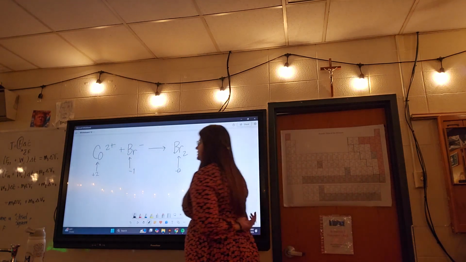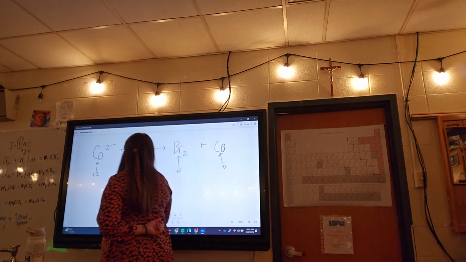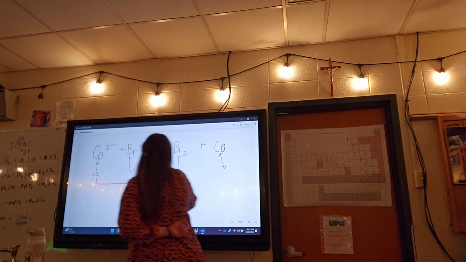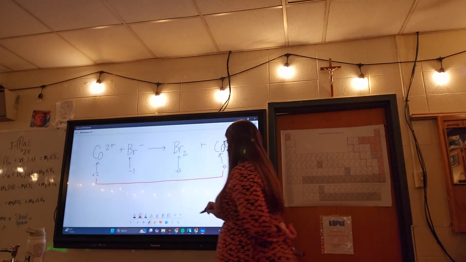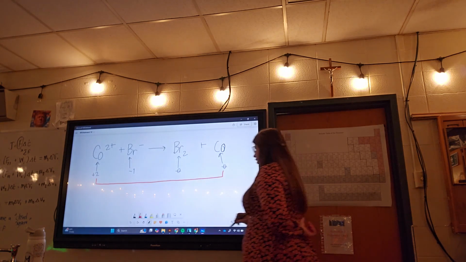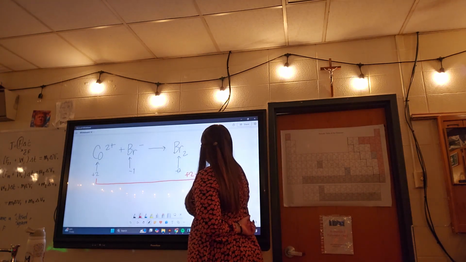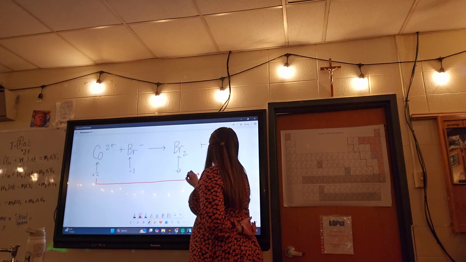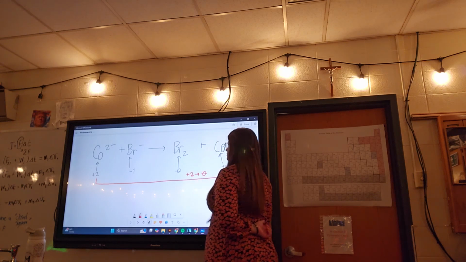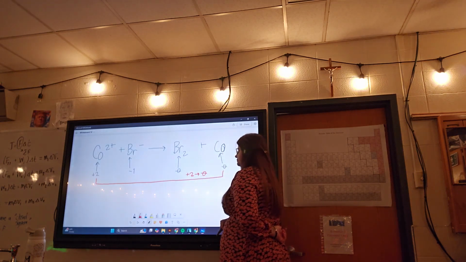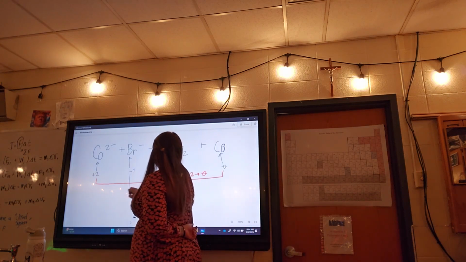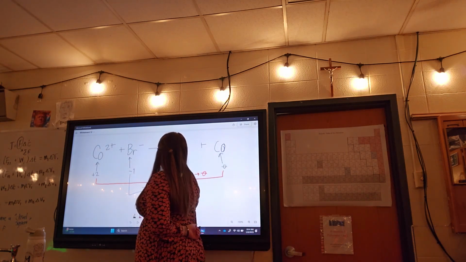Well, there's only 4 substances in this reaction, so I'm going to draw my line between them. The cobalt goes from plus 2 to 0. And the bromine goes from minus 1 to 0.